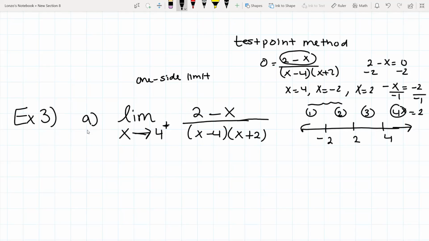So our function is f of x equals 2 minus x, times x minus 4, times x plus 2, right? We need to test 4 to the right, so we need to test a number greater than 4. So what can we use as our x value? We could definitely use 5. So it's 2 minus, and then just replace x with 5.